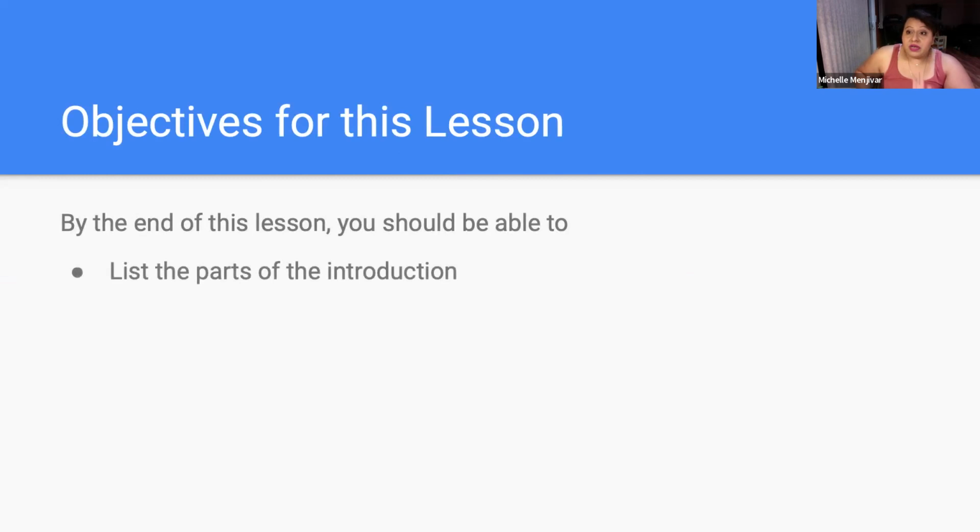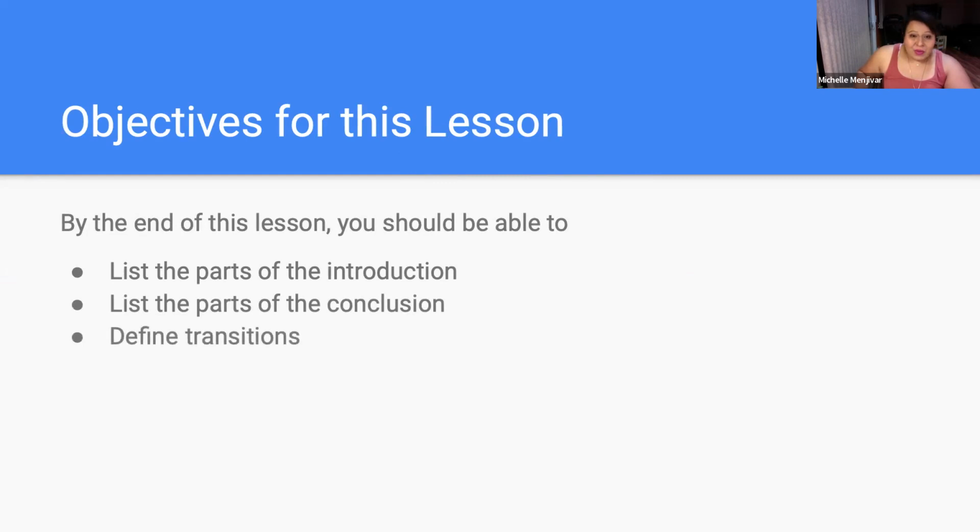The introduction has 4 parts, and we'll discuss what those are. We're also going to be discussing the parts of a body. The body does have 3 parts, and we'll talk about the function of those. And lastly, we are going to talk about transitional sentences and what those are. And we're also going to talk about what a main point is, where you get your main points, and what the purpose of those are. So let's get started.